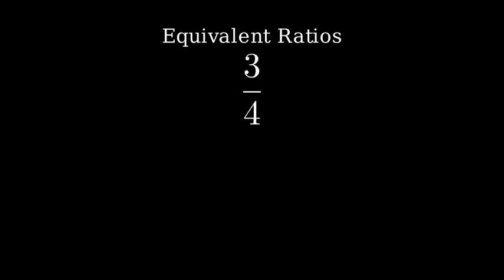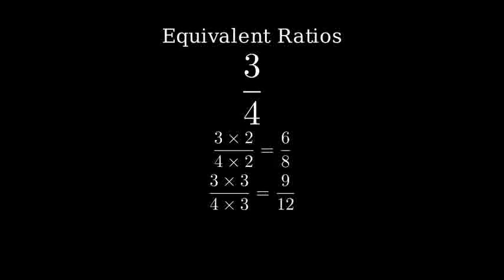Let's start with our original ratio of 3/4. When we multiply both the numerator and the denominator of 3/4 by 2, we get a new equivalent ratio. By doing this, our ratio becomes 6/8. Next, let's multiply both the numerator and the denominator by 3. Doing this will give us another equivalent ratio. Notice that our ratio becomes 9/12.